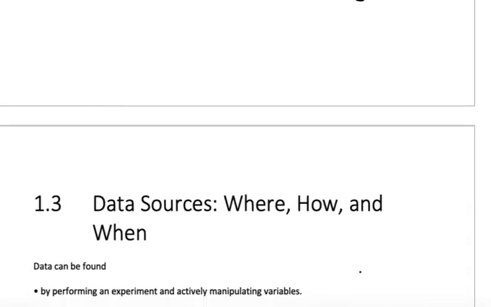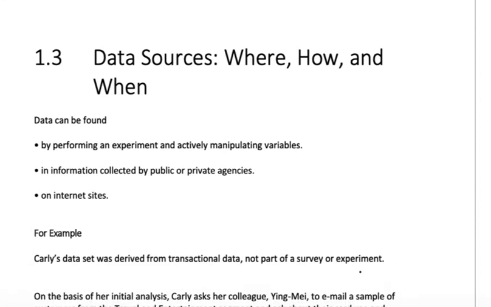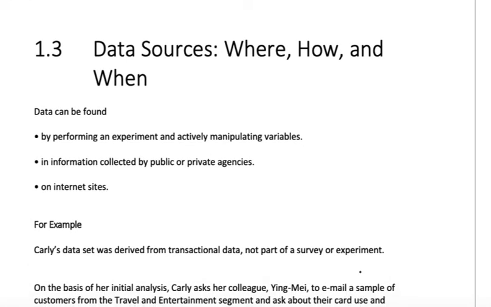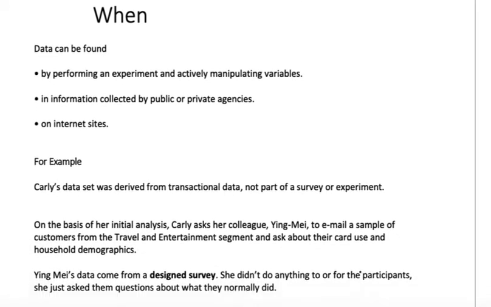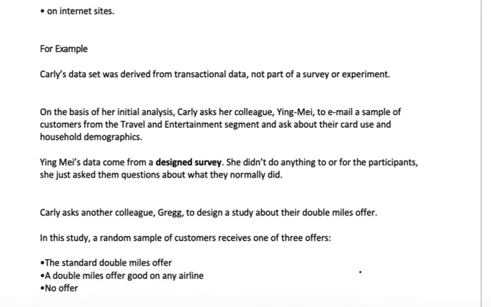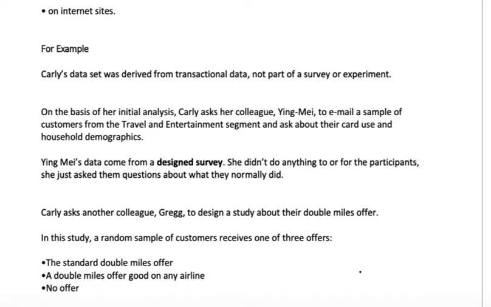So next we're going to look quickly at section 1.3. This is about how we collect data. We can collect data by performing an experiment, or we can find data that's already been collected by somebody else. Carly's data was transactional data, so she got the data from the company itself. She didn't ask people about what they were spending. But if she asked her colleague to email a sample of customers and ask about their card use and household demographics, that would be called a design survey. She didn't ask them to do anything, she just asked them about what they normally did.